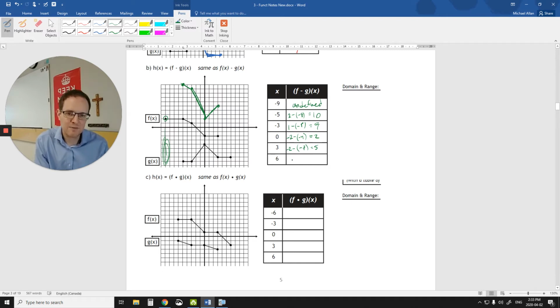And then down here, because I'm going to have an undefined number again, I would have undefined minus something. So the graph doesn't exist there. So my graph now fits between -5 to 3.